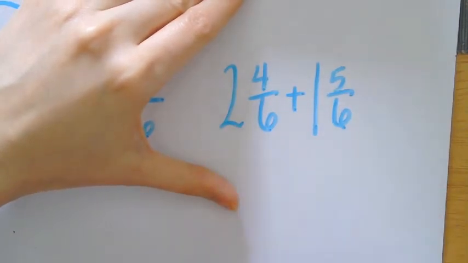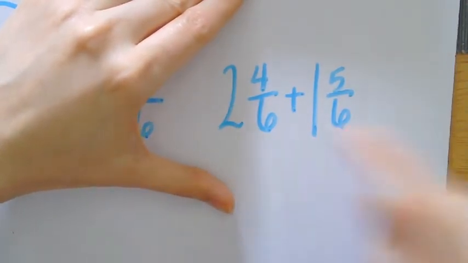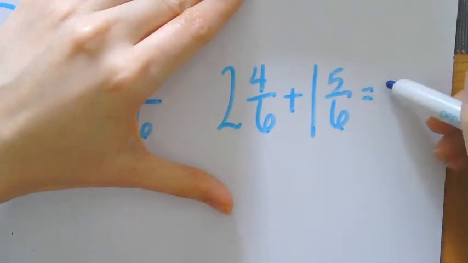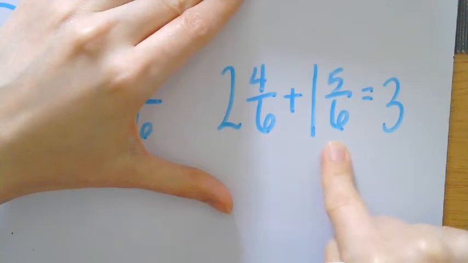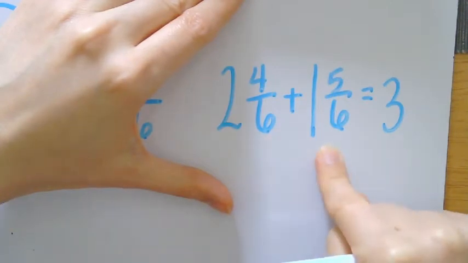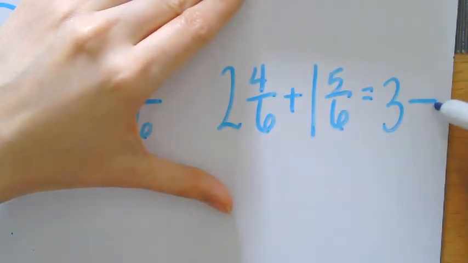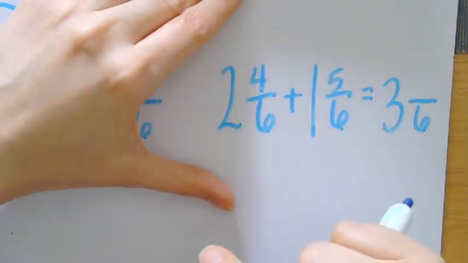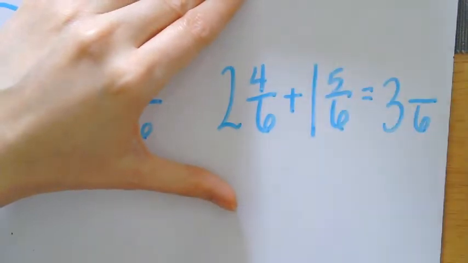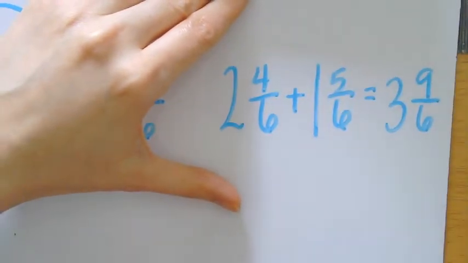All right, what do I want to do first? I want to add up my whole numbers. 2 plus 1 is 3. Can I add these two fractions? Yes, because they have a common denominator. So my common denominator is going to be a 6. The only thing I need to do is add my numerators. 4 plus 5 is 9.